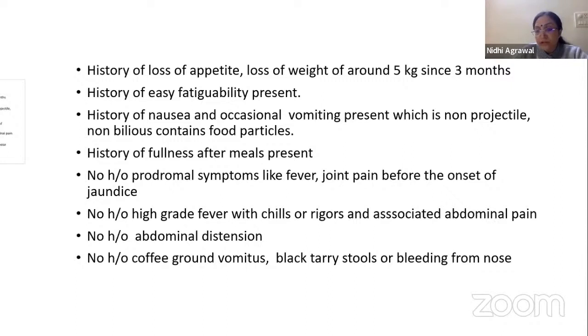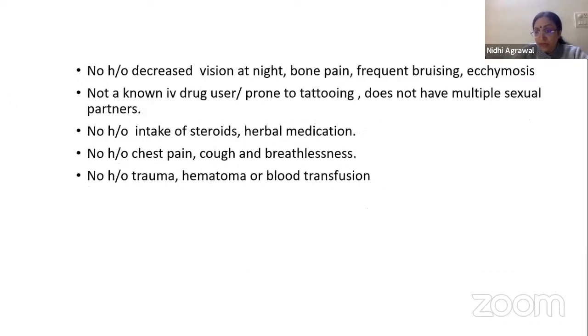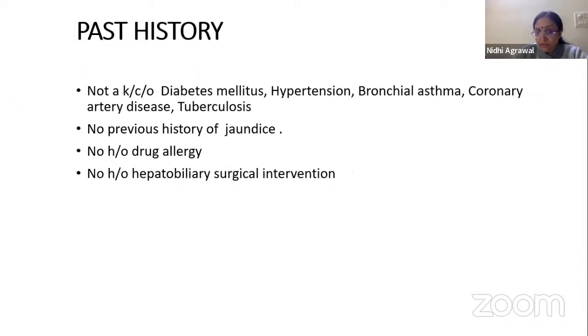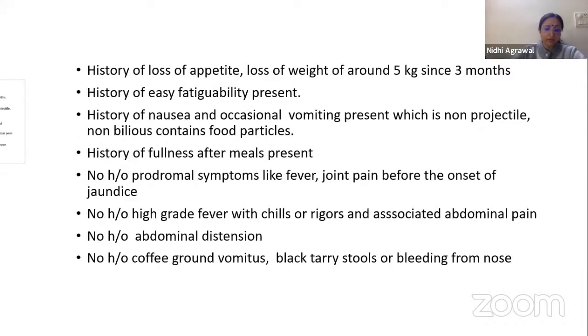Have you ruled out cholangitis or strictures in the biliary tree? Any history you've taken of cholangitis? Yes, ma'am. There is no history of any hepatobiliary surgical intervention in my patient. Most commonly, stricture is caused by any injury to the biliary tree. Okay, there can be a previous iatrogenic injury which can lead to stricture. Cholangitis, I have ruled out because there is no history of any high-grade fever with chills and rigors or upper abdominal pain, ma'am.